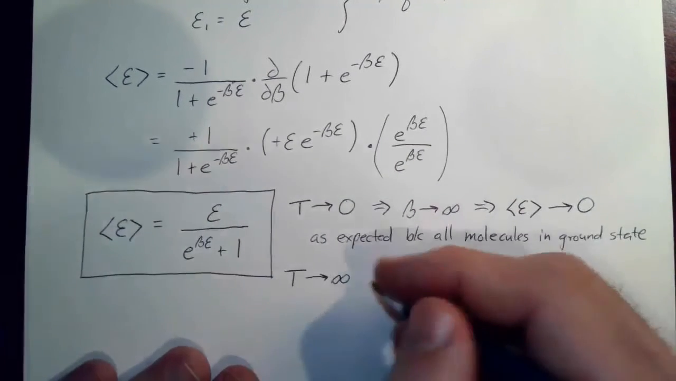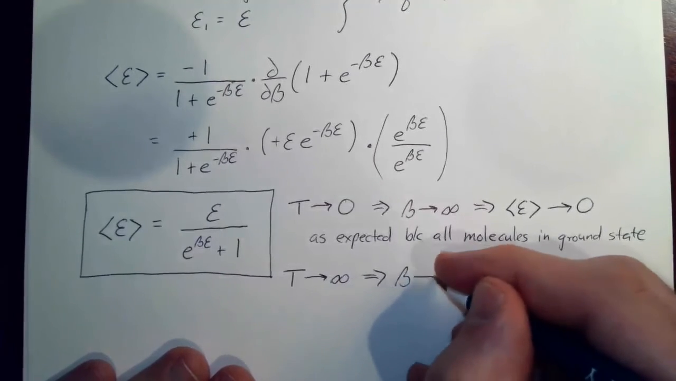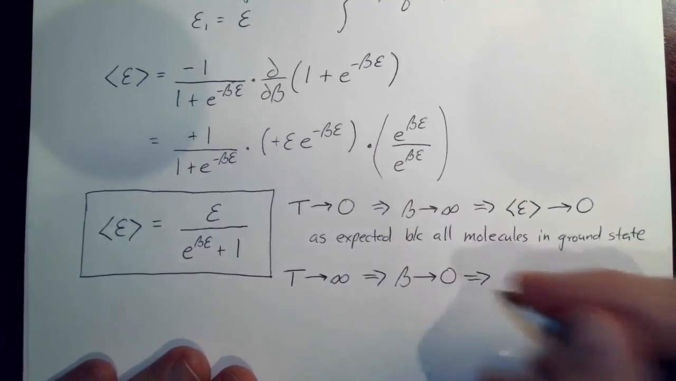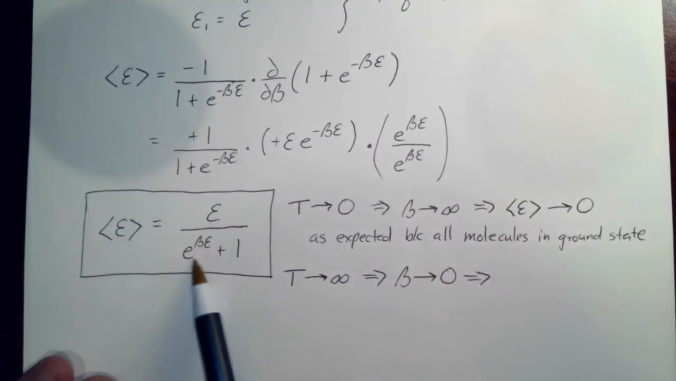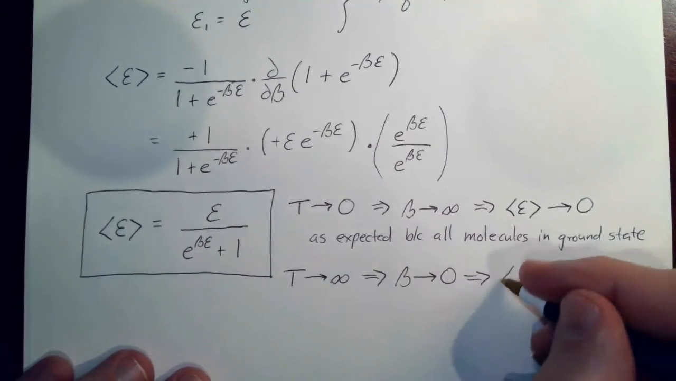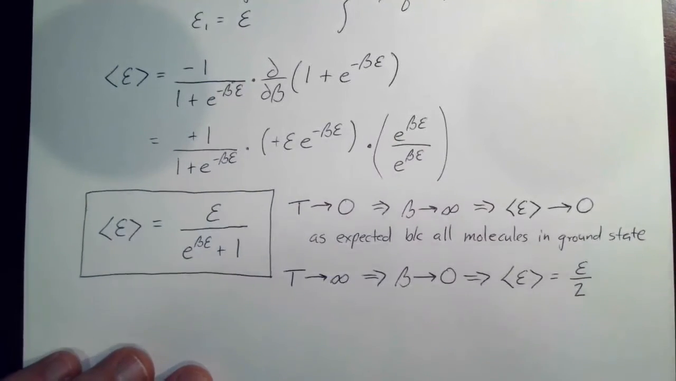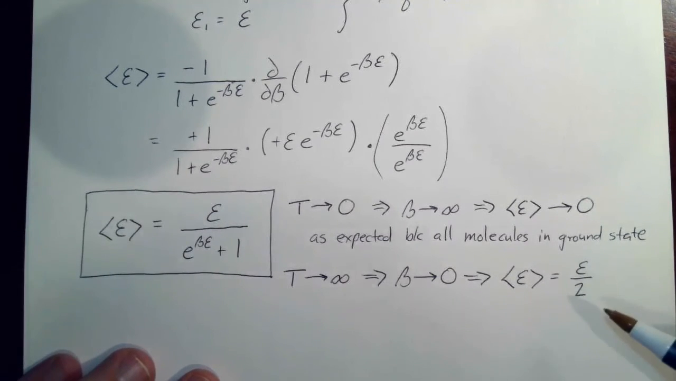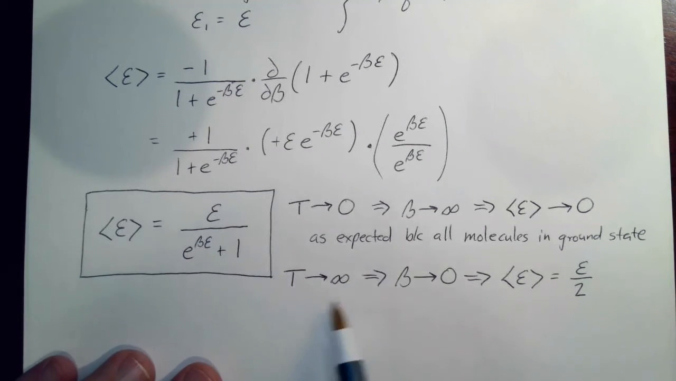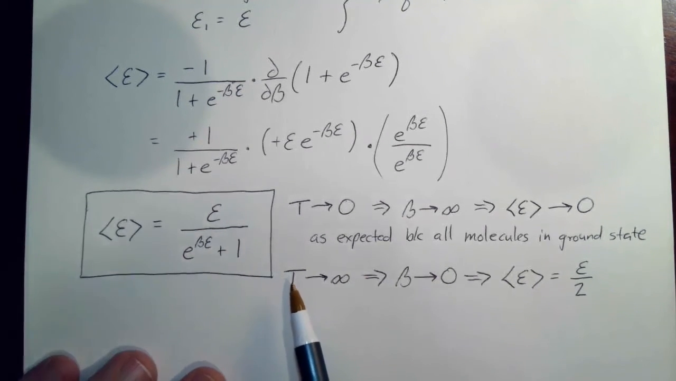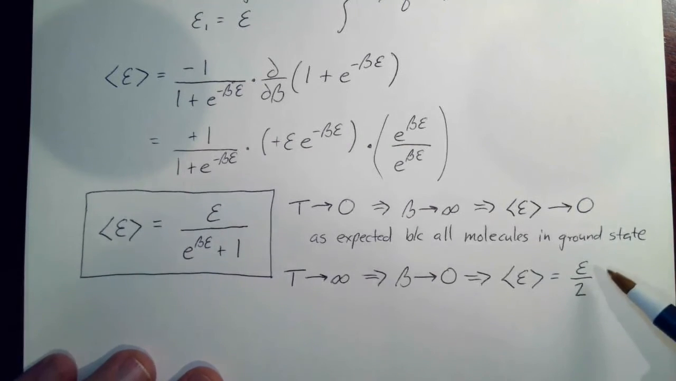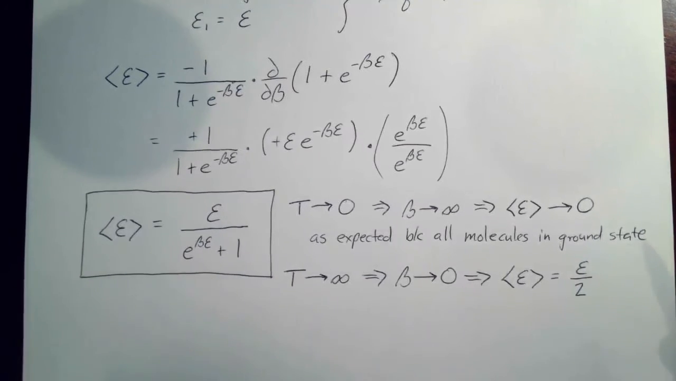How about when T goes to infinity? Well, in that case, beta goes to 0. And if beta goes to 0, this becomes 1 plus 1 in the denominator, so the average is epsilon over 2, which again is exactly what we would expect, because we have two states. One is energy 0, one is energy epsilon, and we saw before as T becomes really large, goes to infinity, the states are equally populated. So we'll have the same number of states with energy epsilon and the same number of states with the energy 0, and so the average energy is going to be 1/2 epsilon.